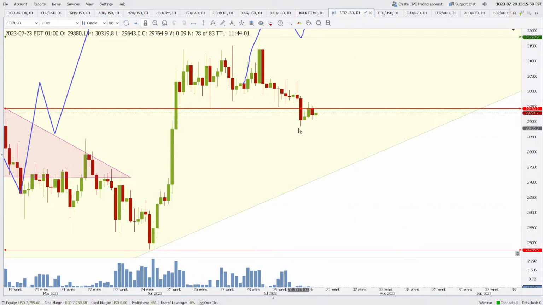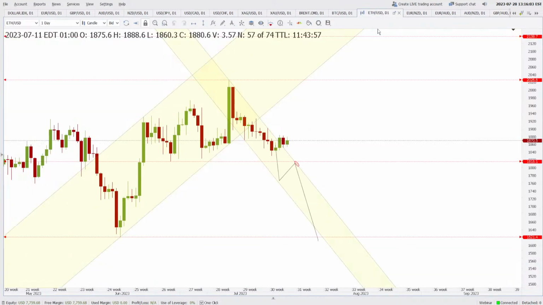Bitcoin, nothing new, closed below the crucial support. Now it is acting as a resistance. Nothing has changed in the Bitcoin.